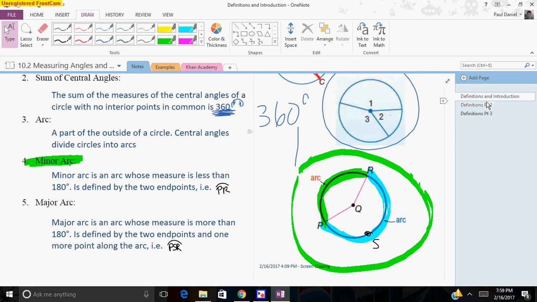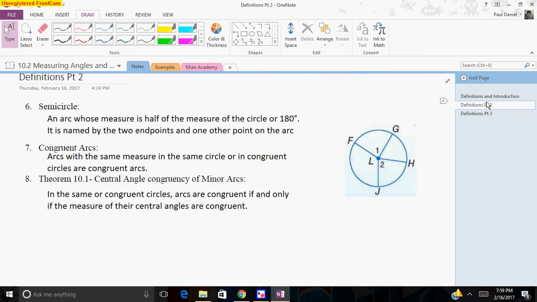Alright, and a semicircle is an arc whose measure is exactly half of the circle, or 180 degrees. And we name it by two endpoints and then some other point on the arc. So if I had this circle right here, and I had the points A, B, and C like that.